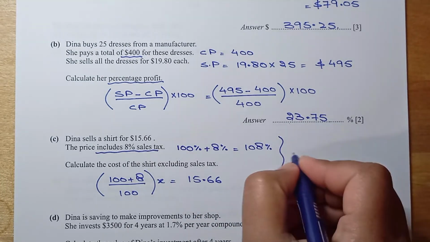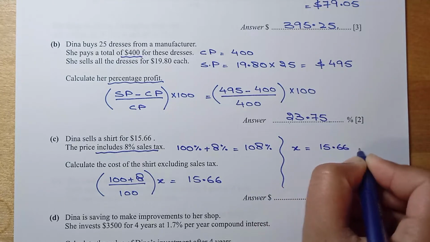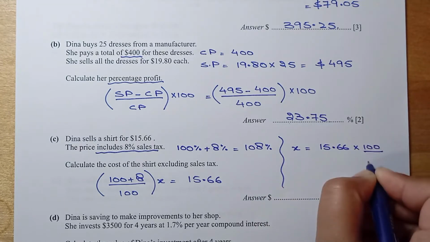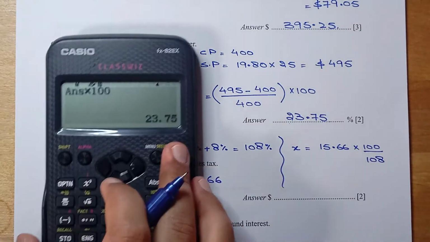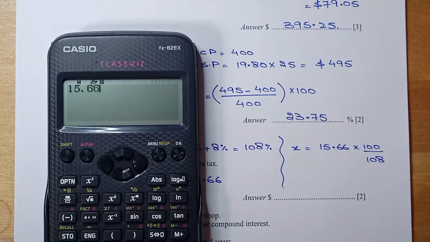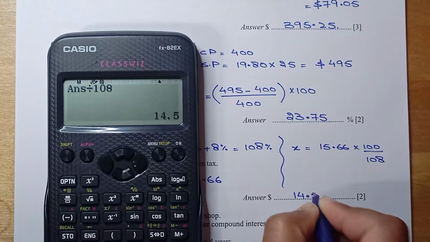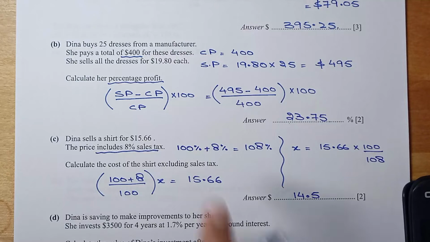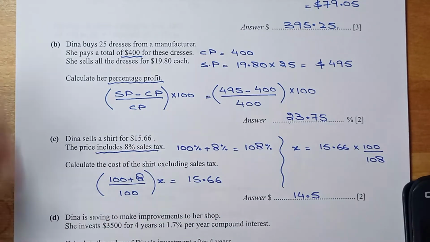So x would be equal to 15.66 times 100 over 108. We will get the price excluding the sales tax. 15.66 times 100 divided by 108, this would be $14.50 is the price excluding the sales tax, and including the sales tax the price is 15.66.